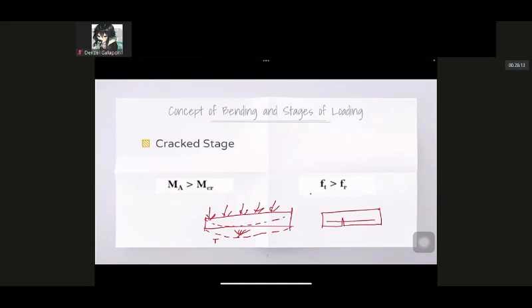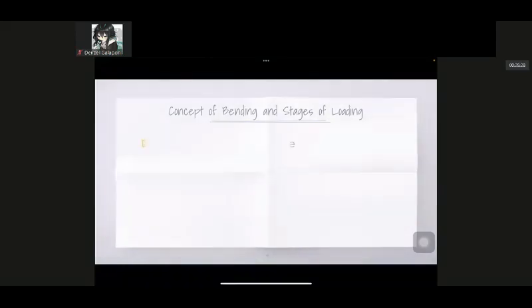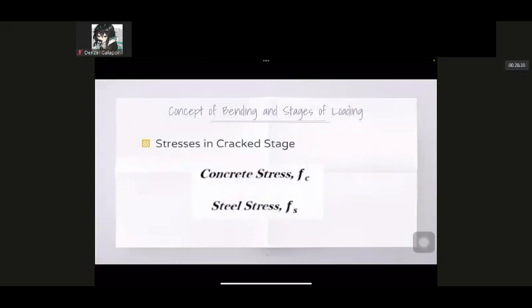So ang humahawak na lang ng tension side is we have the rebar. So sa taas, ang humahawak ng compression is the concrete. Ang humahawak ng tension is the steel. So yun na lang dalawa ang humahawak ng beam. So the stresses, nabawasan ka ng isa. We have concrete stress that is F sub C and steel stress that is F sub S. So yun ang pagkakaiba niya.